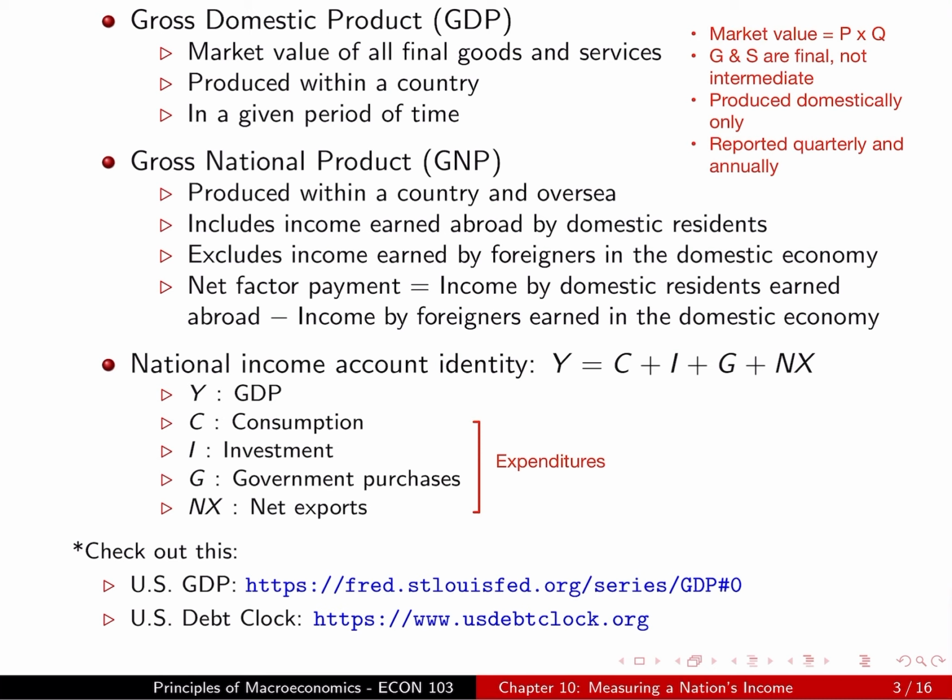The national income account identity, or the GDP equation, is given by Y = C + I + G + NX, where Y represents GDP, C is the total consumption spending, I is the total investment spending, G is the total government spending, and NX is net exports, that is, exports minus imports. The components C, I, G, and NX are the primary expenditure elements that make up GDP.